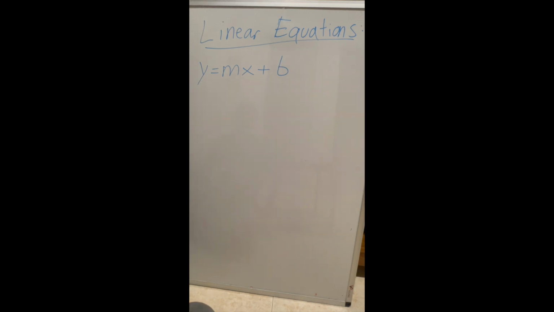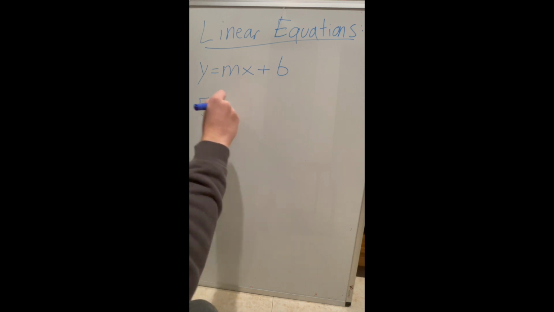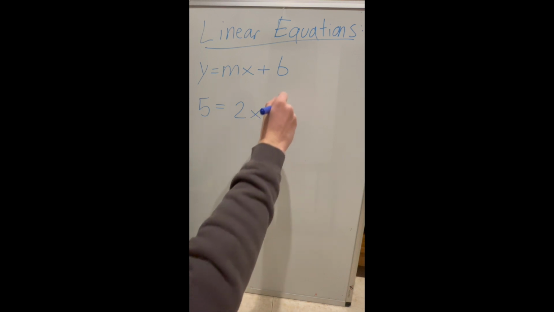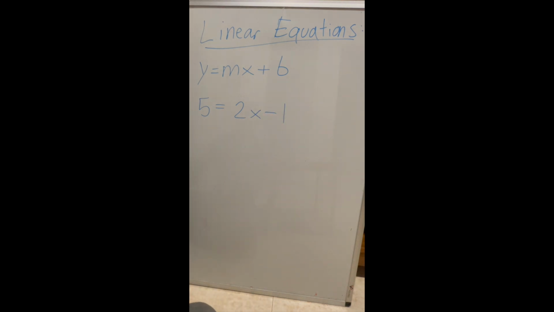Now, let's try a numerical example. Let's say 5 is equal to 2x minus 1. If you're feeling confident, feel free to pause the video and then check on the answer later on. If not, let's get going.